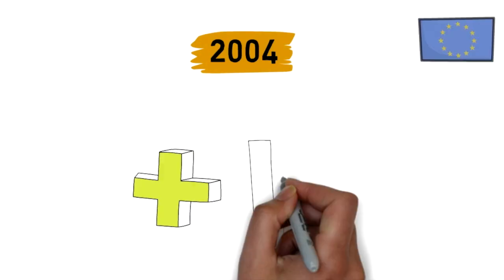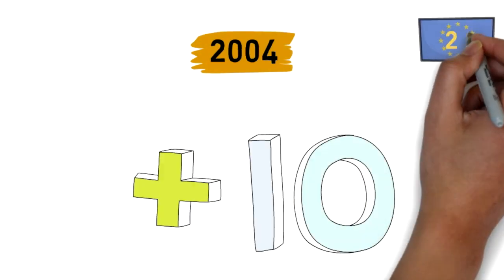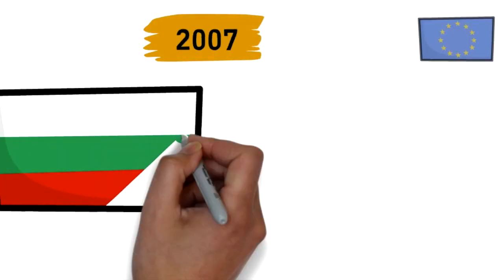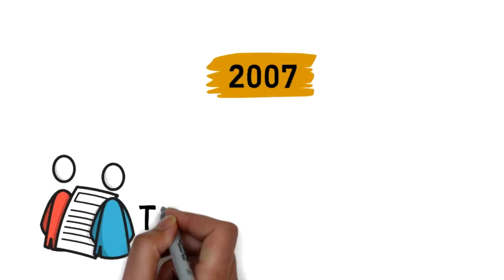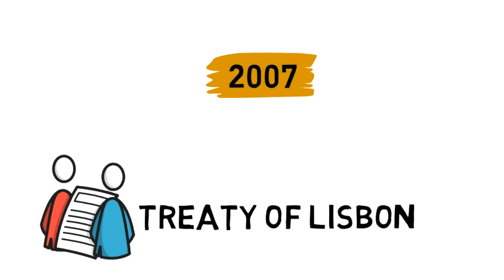10 new countries joined the EU in 2004. 3 years later, Bulgaria and Romania followed. In the same year, 2007, the Treaty of Lisbon was signed. It provided the EU with modern institutions and more efficient and transparent working methods. The treaty also includes binding rules on human rights.